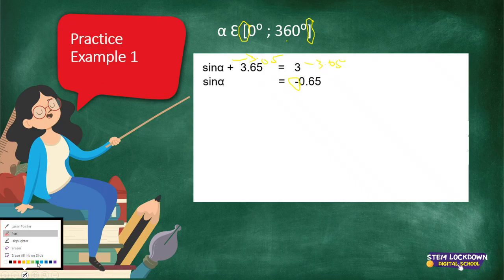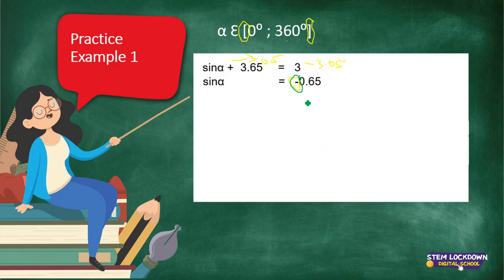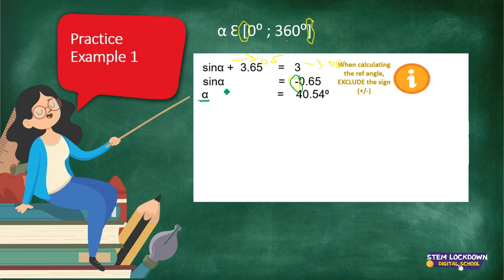Sine is negative, right? So now you pull out your calculator and you solve for sine is equal to 0.65. Guys, please take note of this. When you pull out your calculator to find alpha, this alpha is what we refer to as a reference angle. When you pull out your calculator to look for the value of theta or alpha or beta, you leave out the signage.